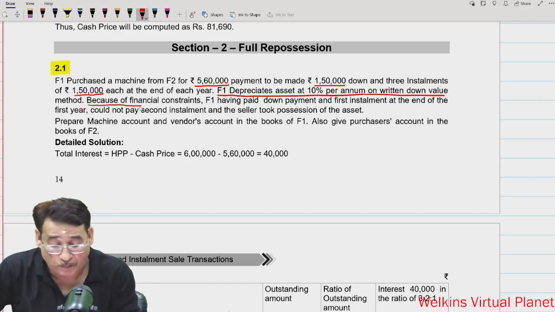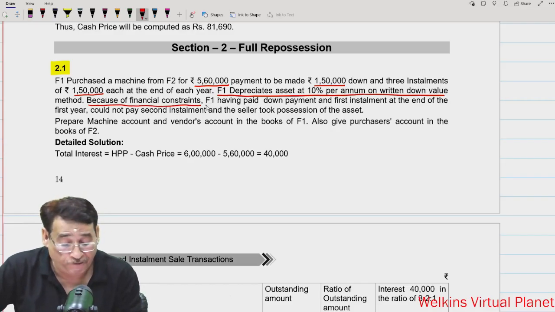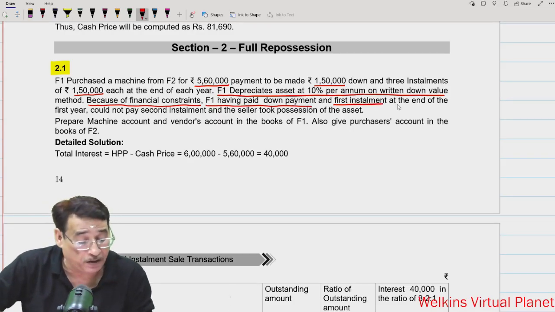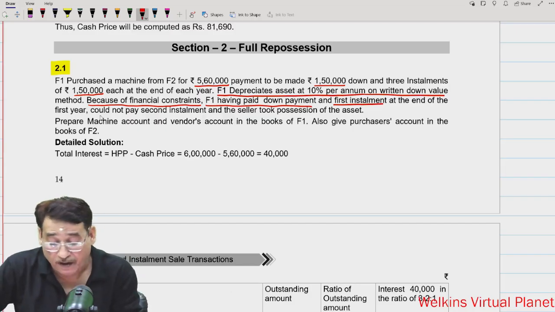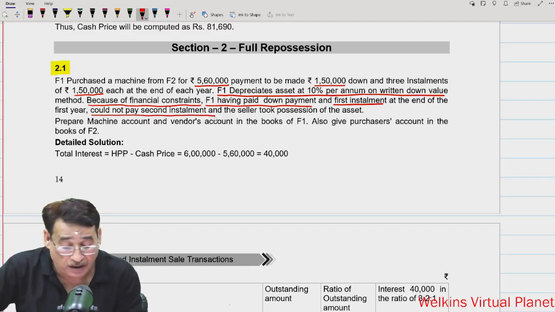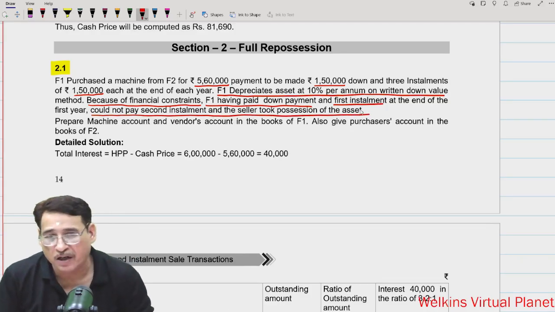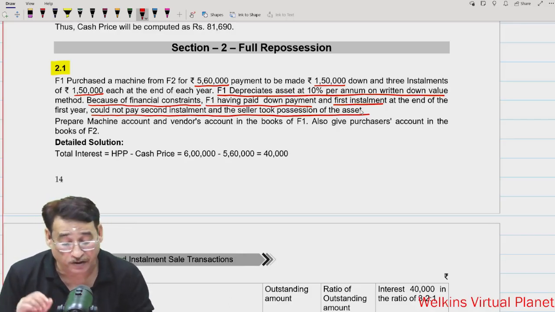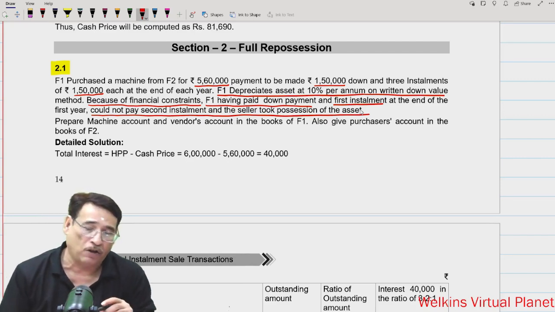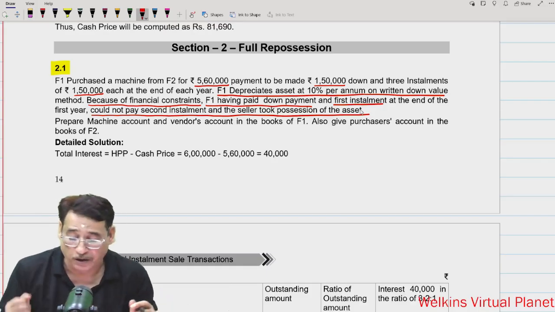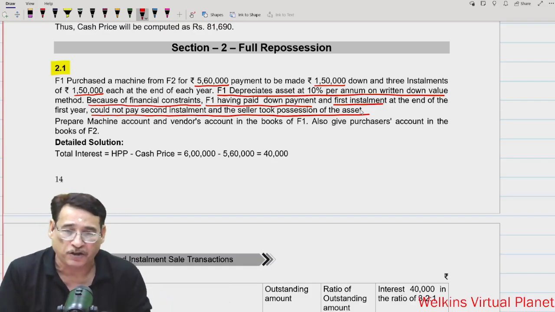Now the question says that because of financial constraints, F1 Limited, having paid the down payment and the first installment at the end of the first year, could not pay the second installment and the seller took possession of the asset. You paid the down payment, you paid the first installment, you could not pay the second installment. So quite obviously, the seller took back the asset. So it will be a case of what we call full repossession.